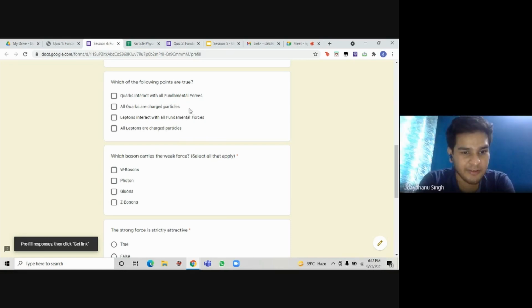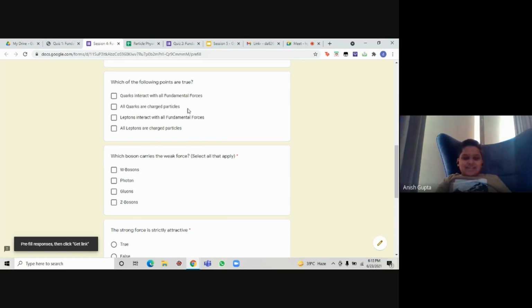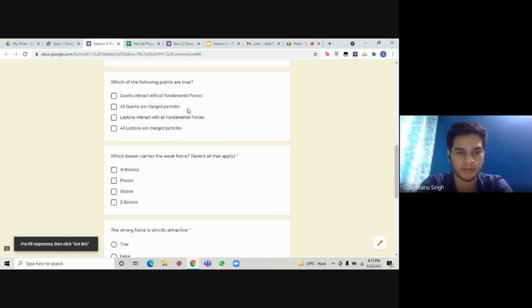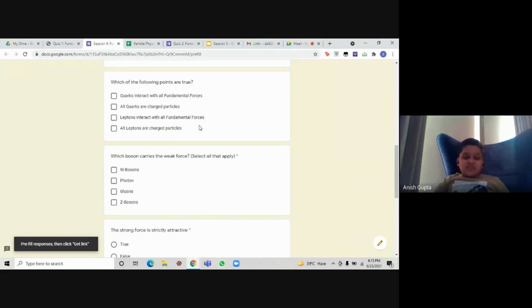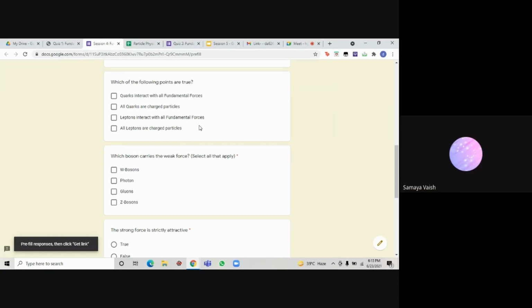The second one says all quarks are charged particles. Right. So, does anyone want to contradict that, or does everyone think that it's correct? No, I don't think it is correct. Okay. So, do you think any other option is the right answer? Yes, I think all leptons are charged particles. All right. I believe that is incorrect because leptons include neutrinos, which have neutral charge.